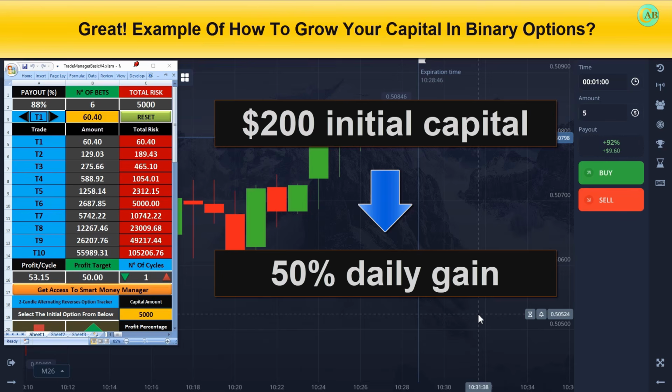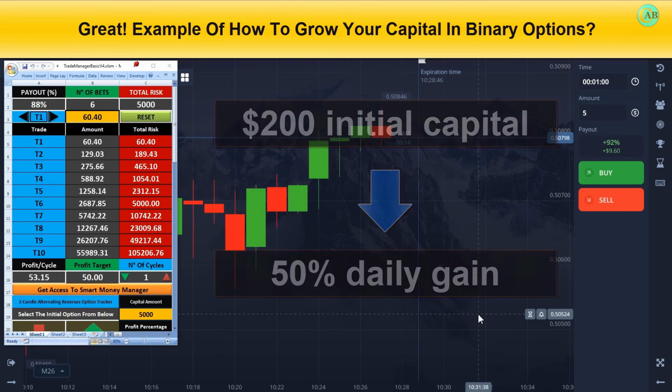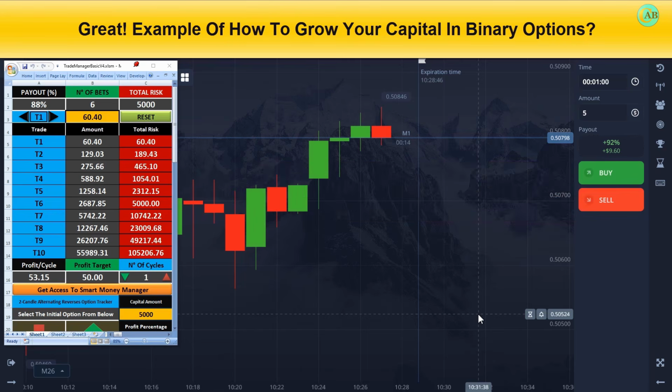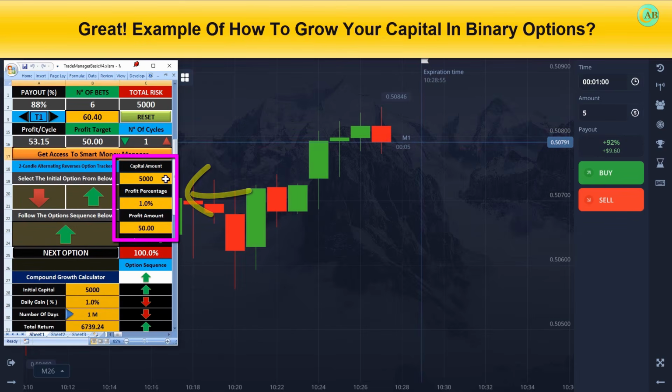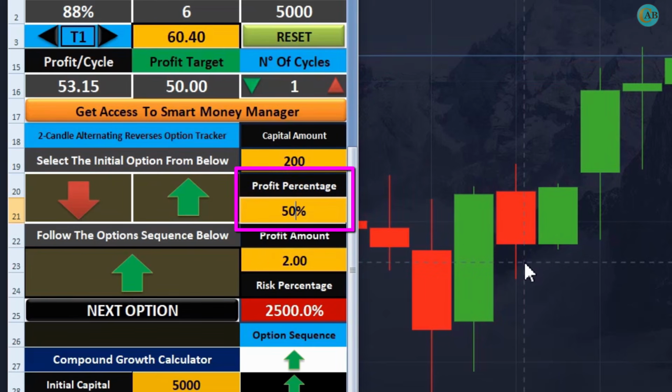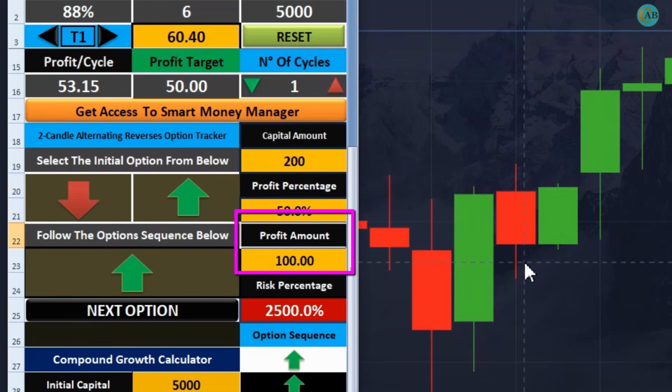Now, assuming we start our first day of trading with a $200 capital, this is just an example, and the daily profit target is based on a 50% gain, and we want to know the profit target amount, because we need that to track our trading progress. To do that, we can use this section of the Trade Manager Basic. Starting with the capital amount, I'm gonna put $200, profit percentage 50%. As you can see, the calculated profit amount for today's session will be $100.